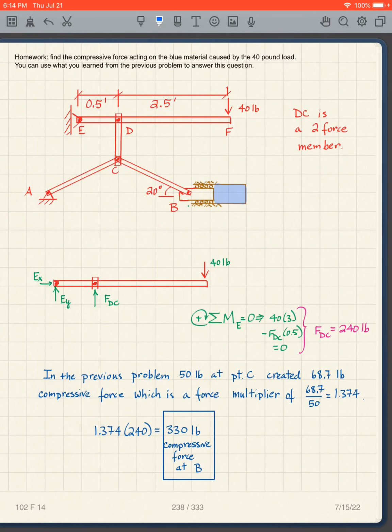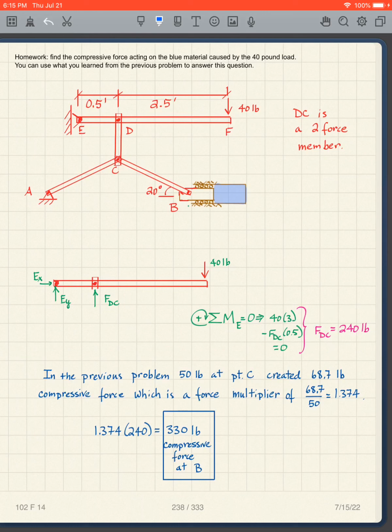Okay, so now I want to look at what's going on with this member, and I know that DC is a two-force member, so when I analyze, this ends up being a very simple problem now. I can take moments about this point. I have my FDC, so this becomes extremely straightforward. I take moments about E, and I have 40 times this total distance is 3 feet, minus FDC times a half a foot. All that equals 0. I solve for FDC is 240 pounds.